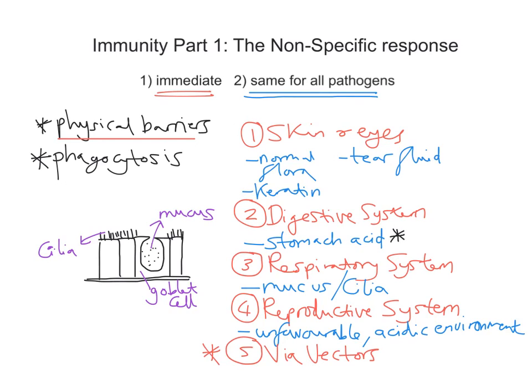But what we're really considering, when we consider non-specific barriers, we're looking at through the skin and eyes, the mechanisms we have through the digestive system, through the respiratory system, and via our reproductive system. So there's some examples of the physical barriers that we have. But as I said at the top, we also have phagocytosis. Now, phagocytosis is one of the defences that we have against particular pathogens.